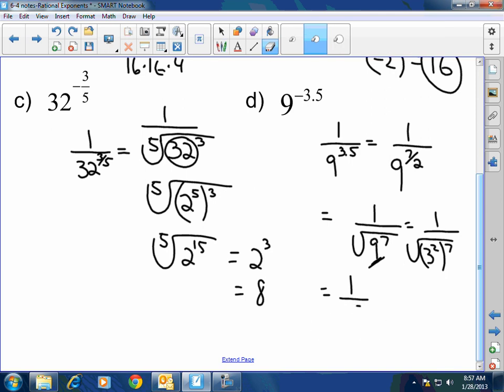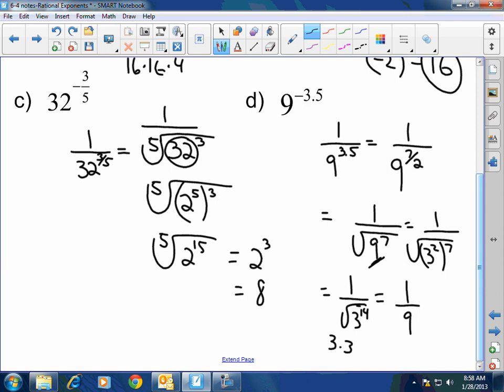Maybe I should learn how to multiply. 3 to the 14th. There's 14 3's in there, and it's in a square root. So I'm looking for sets of 7. So there's 2 sets of 7. So I'm going to have 1/9. Why? Because 3 7's come out as a 3, another 3 7's comes out as a 3, and 3 times 3 is 9. That'd be 1/9.